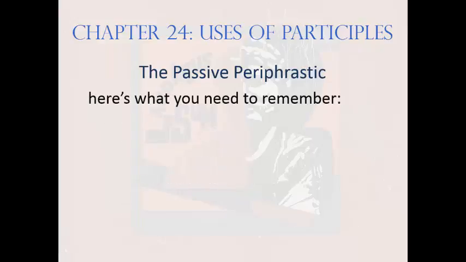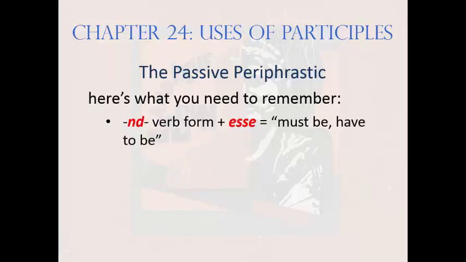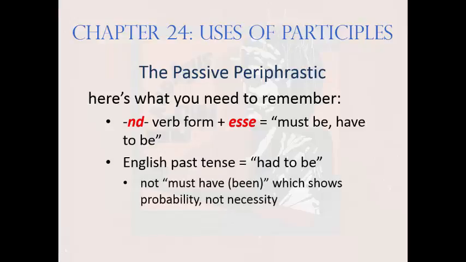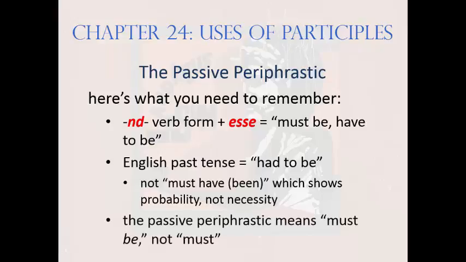So let's review. The most complicated thing about passive periphrastic is learning to spell periphrastic. Just take the nd form of the verb, the gerundive or future passive participle, add some incarnation of the verb esse, to be, and you have one way of saying must be or have to be in Latin. There are a few other things to remember too. In the past tense in English, you can't use must because must have shows probability, not necessity. And this is a passive periphrastic. You can't say just must this way, only must be.